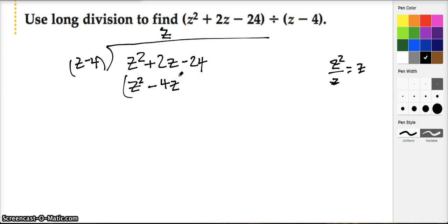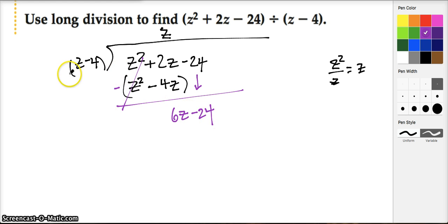And just like when you were dividing regular numbers, when we're doing long division, you subtract the product of this number times the divisor. When you subtract that, the negative here is actually going to be a positive. So this actually is a plus 4z. This becomes positive 4z plus 2z, which is 6z. And when I subtract these two, they go away. Then I bring down the next term, minus 24.